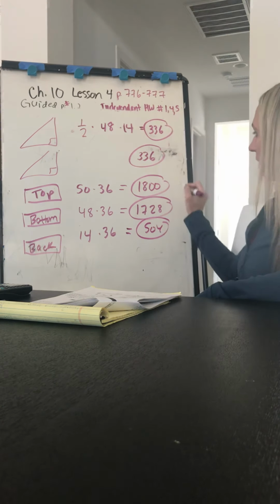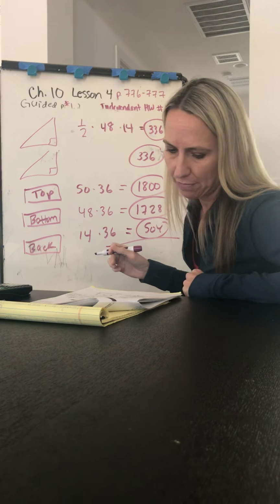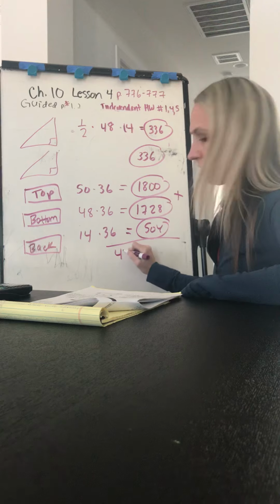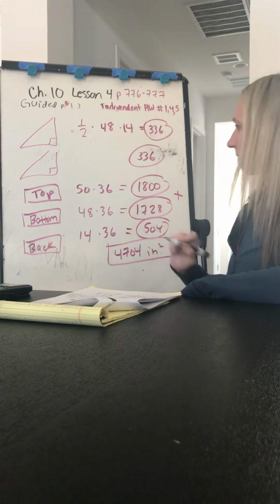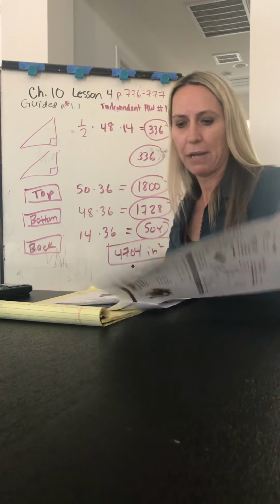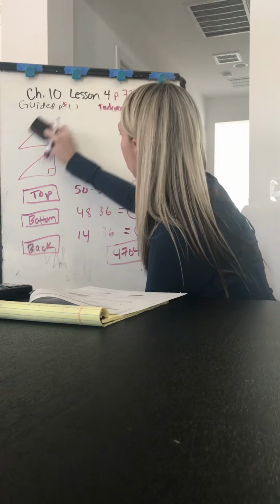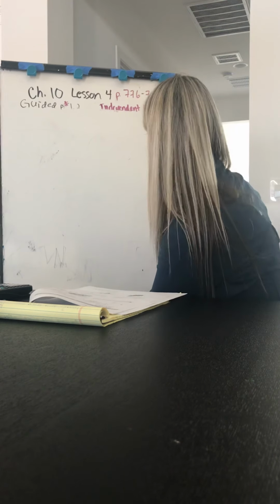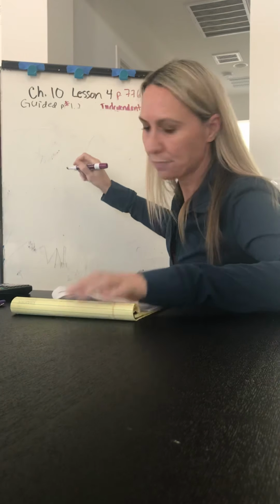Then I'm going to take all of these areas and add them together to get the total surface area. I get 4,704, and it's going to be square inches. Now turn the page. Now we're going to go on to the independent practice. I'm on page 777. So now I'm doing the independent. Let's do number 1.